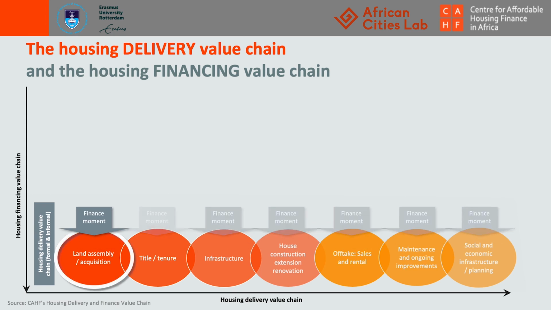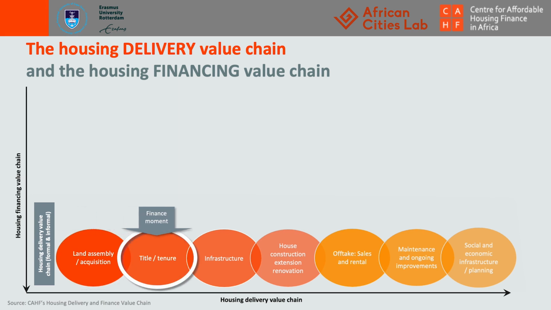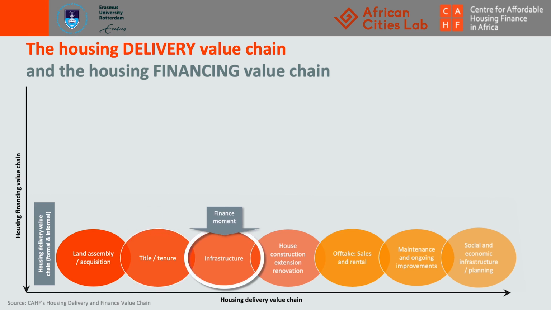At the land acquisition link, someone must pay to buy the land. At the title and tenure link, the legal process to enable the transfer must be paid for to a land lawyer or conveyancer, as well as whatever fees apply to the deeds registry. At the bulk infrastructure link, someone needs to pay for that. In principle, that should be the municipality, but sometimes it doesn't work that way.